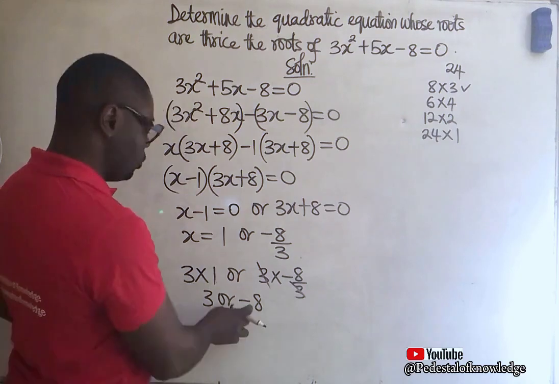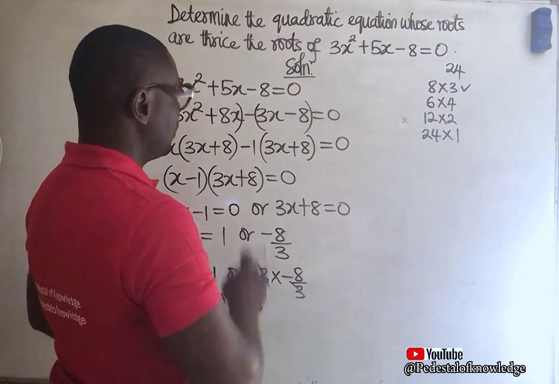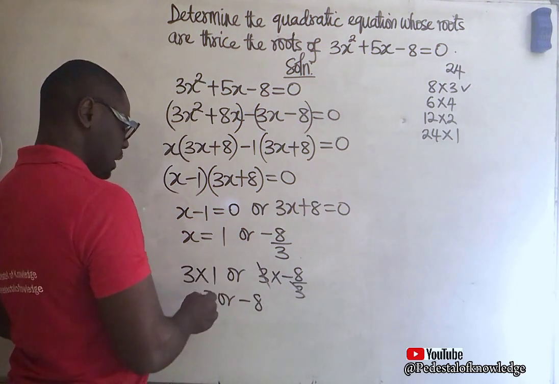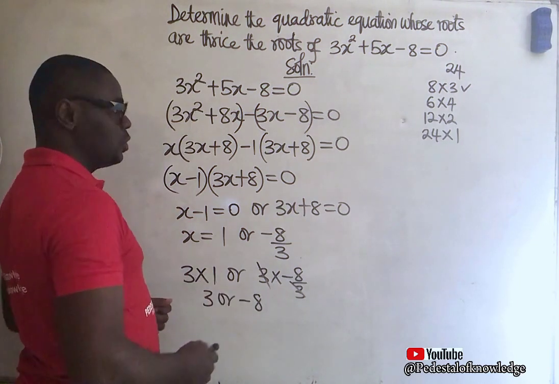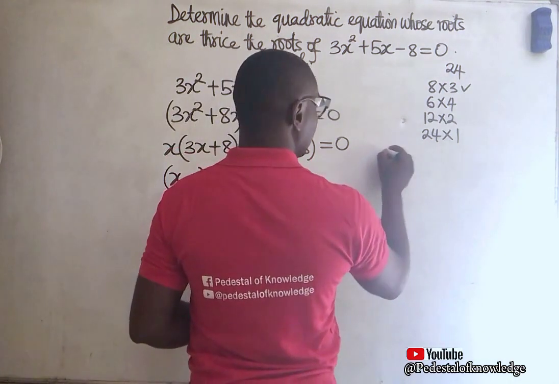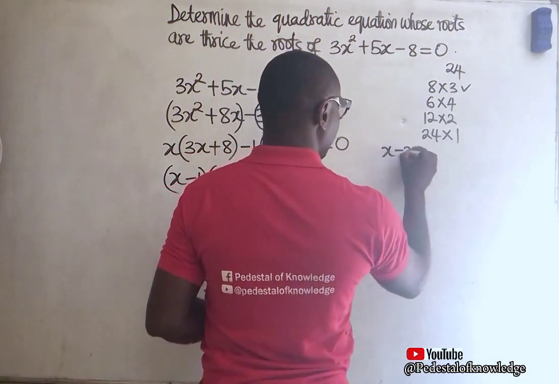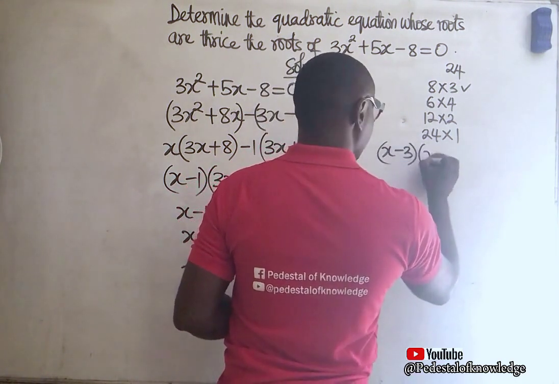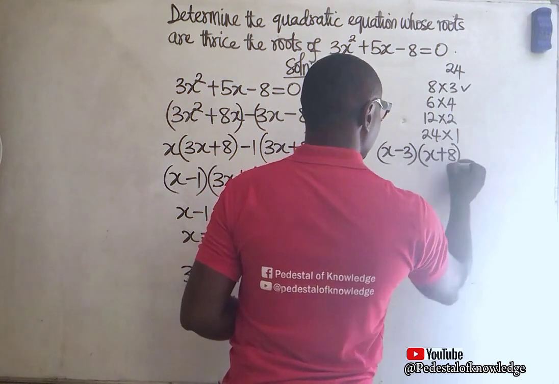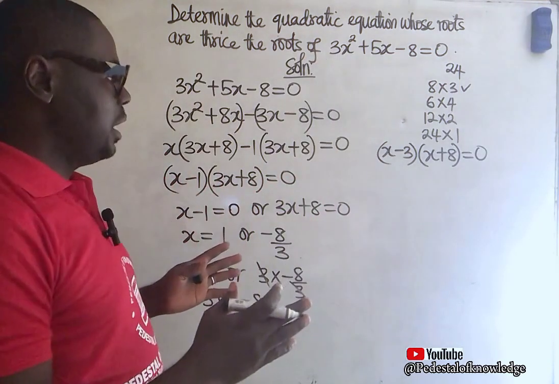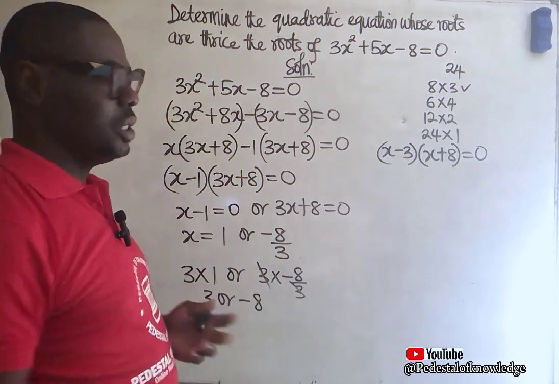Now, we are going to use these roots to generate another quadratic equation. Okay, now, since 3 and minus 8 are the roots of the quadratic equation, it means that x minus 3 and x plus 8 are the factors of that equation. So we're going to find the product of these factors and equate it to 0.